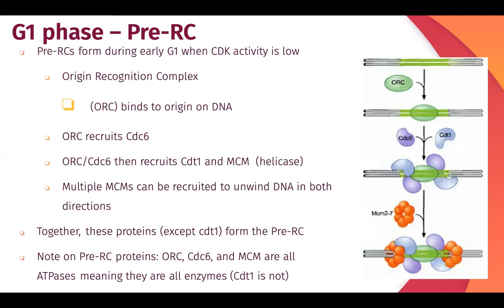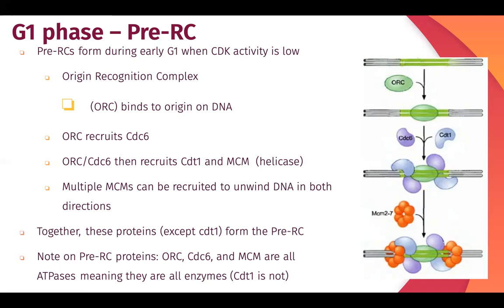MCM is just the more specific way to say what a helicase is. And then multiple MCMs can be recruited in order to unwind DNA in both directions. You can have one or multiple. You need at least two because you have them on both sides. So altogether, these proteins, your ORC, your CDC6, and your MCM, all come together to form your pre-RC.